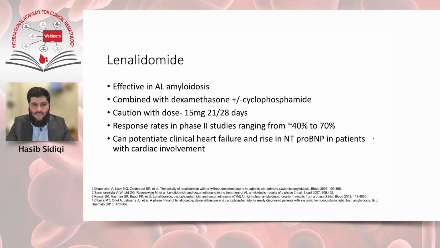In terms of lenalidomide, there have been a number of phase 2 studies. We know that it's an effective therapy in light chain amyloidosis with response rates ranging from 40 to 70%, depending on the study that you read. It can be combined with dexamethasone or cyclophosphamide.